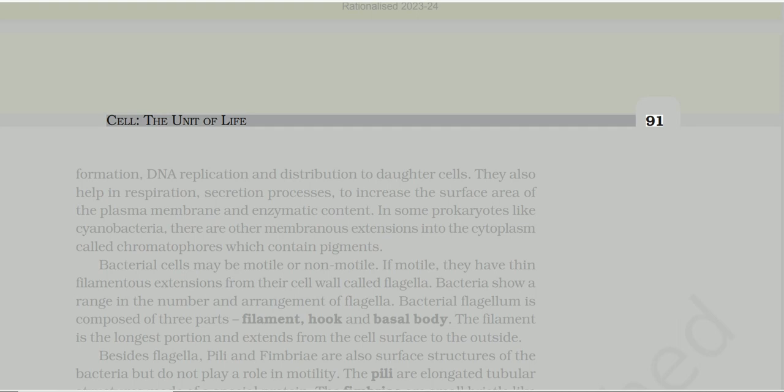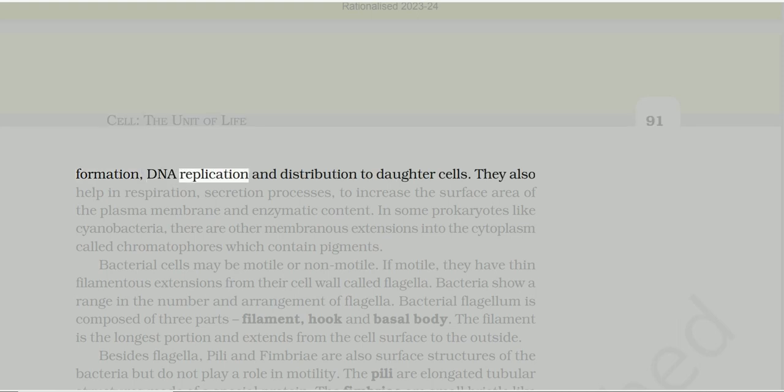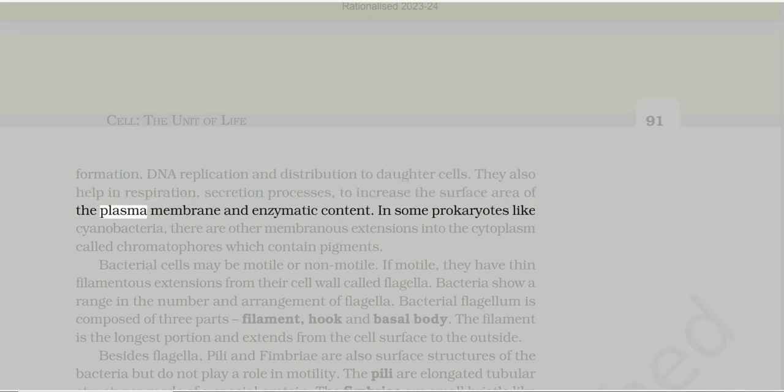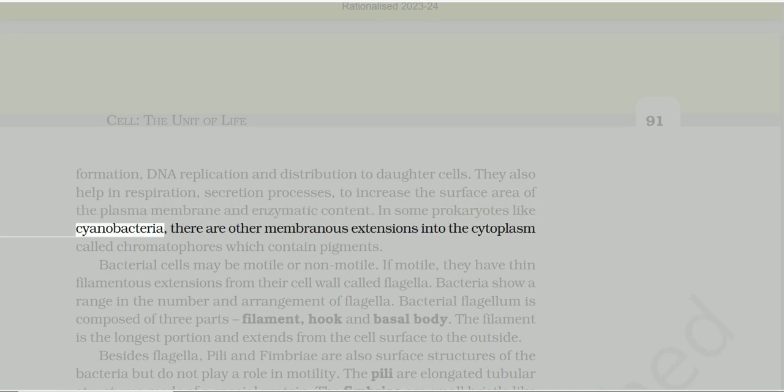formation, DNA replication and distribution to daughter cells. They also help in respiration, secretion processes, to increase the surface area of the plasma membrane and enzymatic content. In some prokaryotes like cyanobacteria, there are other membranous extensions into the cytoplasm called chromatophores which contain pigments.